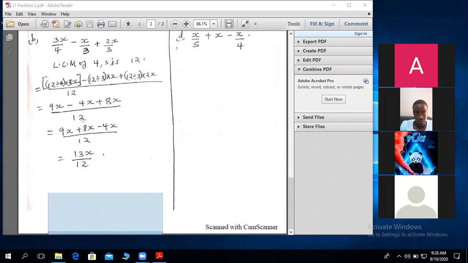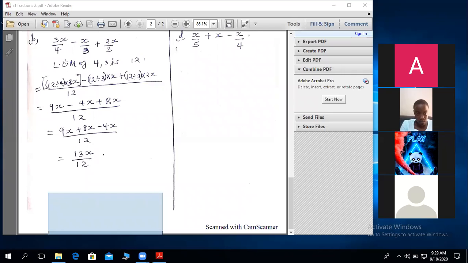And 12 divided by 3 here, the answer is 4. 4 times x, the answer is 4x. 12 divided by 3, the answer is 4, and 4 times 2x ends up giving us 8x. So finally we have 9x plus 8x. Collecting like terms, then subtracting 4x, I get my answer as 13x out of 12.